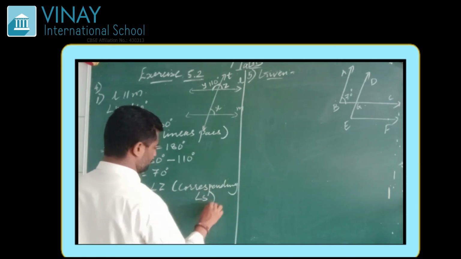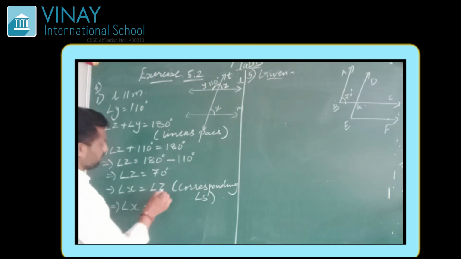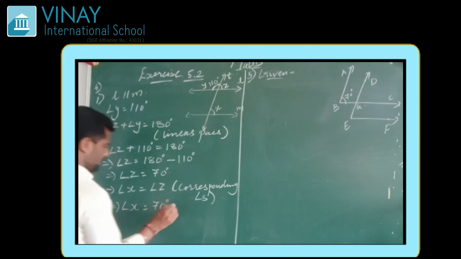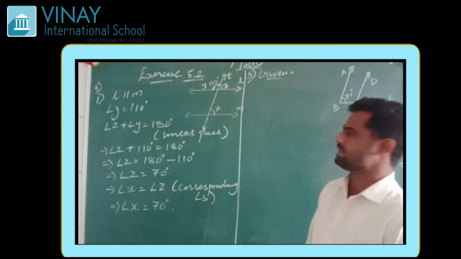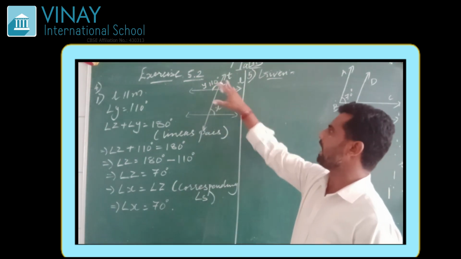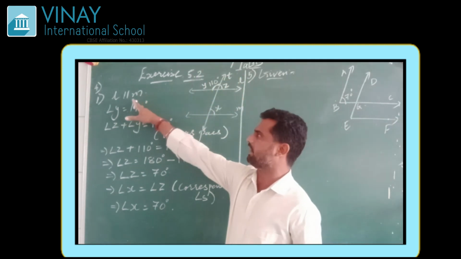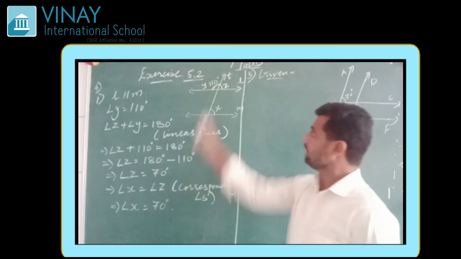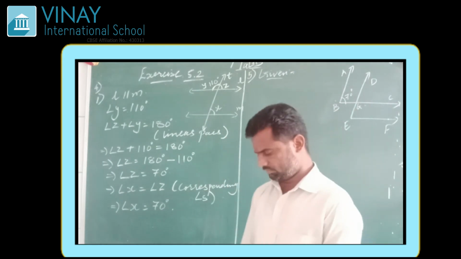They are corresponding angles, and so we can say that angle X is equal to angle Z. We got 70 degrees, and here we got the answer. Here angle X is equal to 70 degrees because it is the corresponding angle to angle Z, and L is parallel to M. We had already stated that L is parallel to M, and when two lines are parallel, their corresponding angles are always equal.